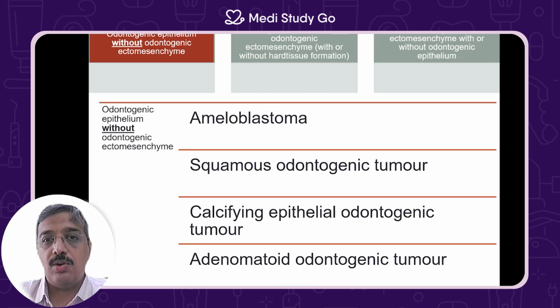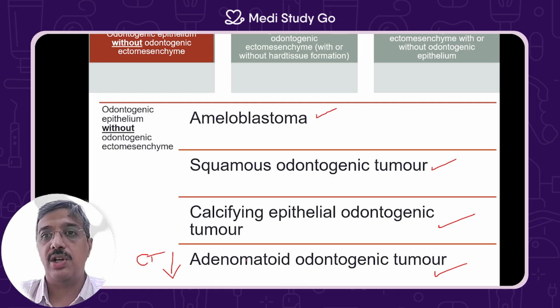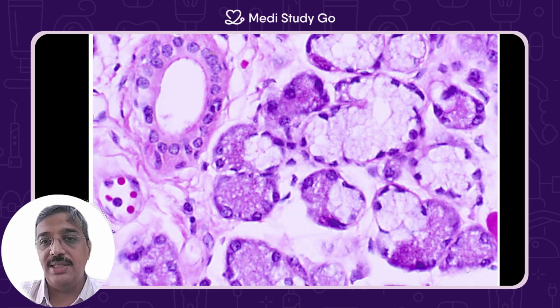So when you look at the odontogenic epithelium without ectomesenchyme, the tumors under this category are ameloblastoma, squamous odontogenic tumor, calcifying epithelial odontogenic tumor, and adenomatoid odontogenic tumor. And among these, the least amount of connective tissue ectomesenchyme found is in adenomatoid odontogenic tumor. And this tumor receives its name because of its histological appearance. So as you see here, these are the ducts.